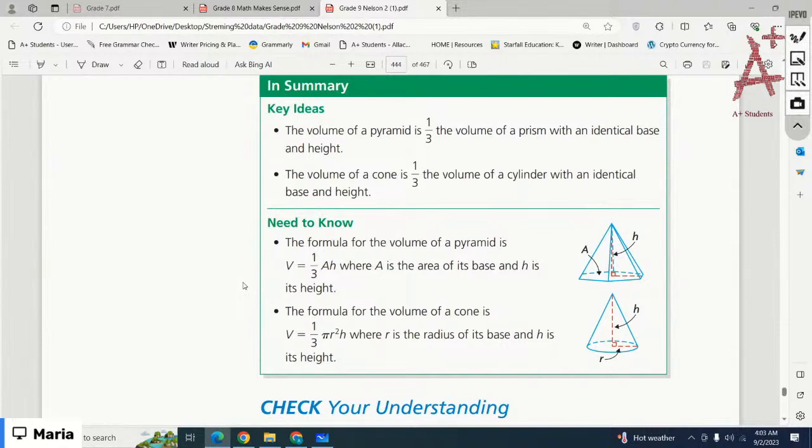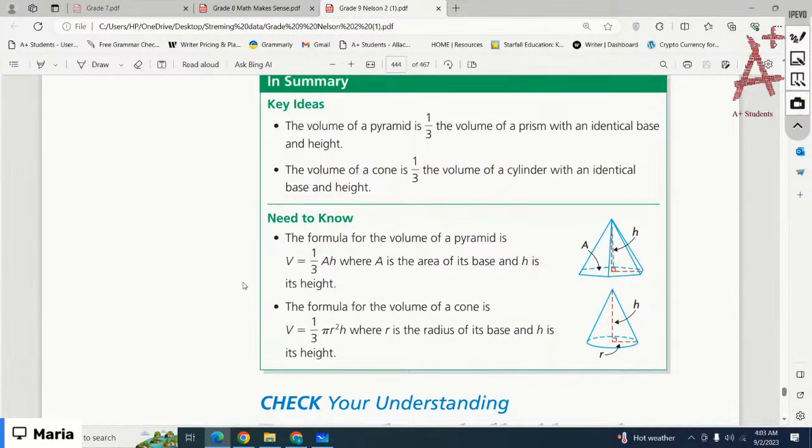The formula for the volume of a pyramid is V equals 1 by 3 times AH, where A is the area of its base and H is the height. The formula for the volume of a cone is V equals 1 by 3 pi r square h, where r is the radius of its base and h is the height, right? So let's just start with the practice questions.